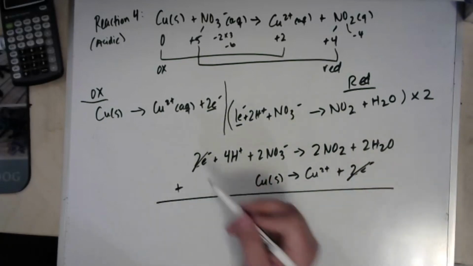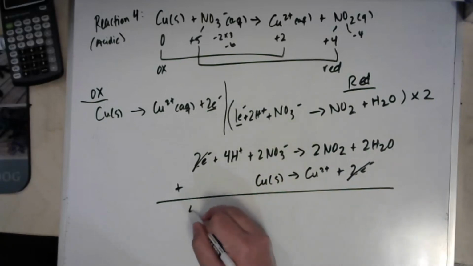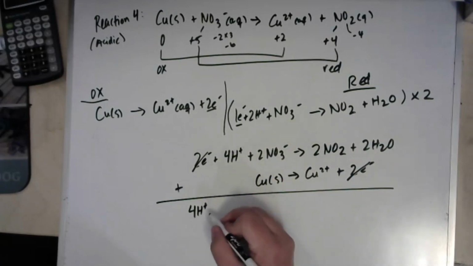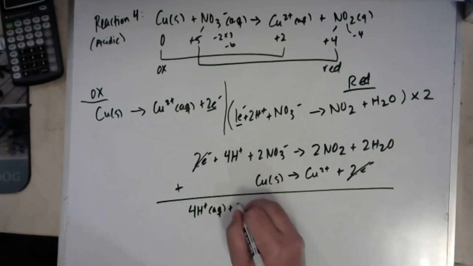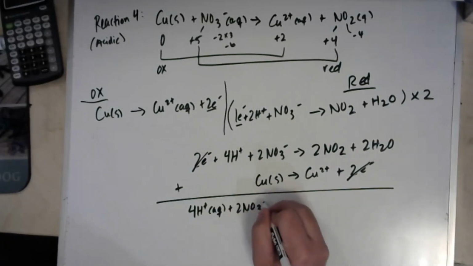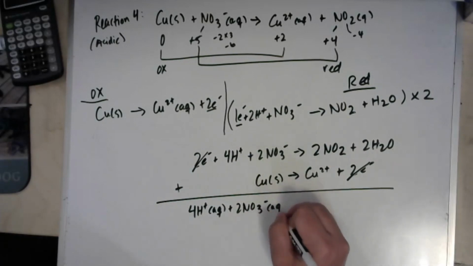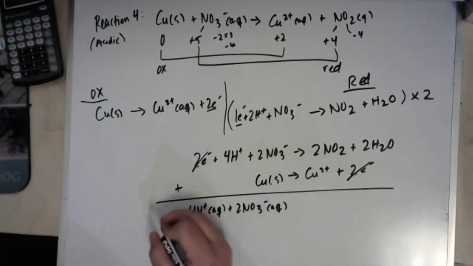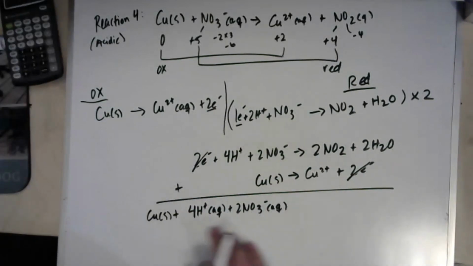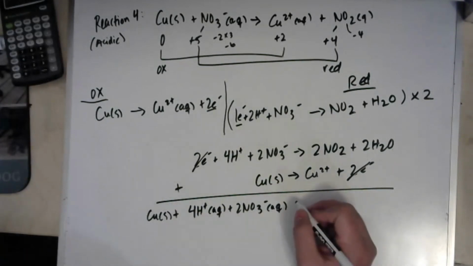So my electrons are going to cancel out. We're going to see a lot more cancellation happening when we get to the basic half reactions in a minute. I'm going to put the copper over here because I'm going to run out of space. Obviously, the order of these doesn't matter as long as the correct species are on the reactant side and the correct species are on the product side.